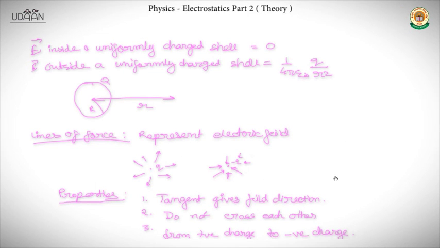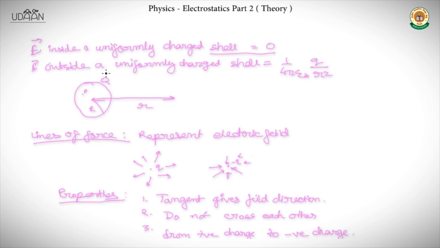There are two important things that students should remember. Say I have a uniformly charged shell. Total charge is Q and it is uniformly spread. So what will be the electric field inside, at a point, say P, of this shell? That will be equal to 0. Always remember this. This is very important and it will have a lot of applications.